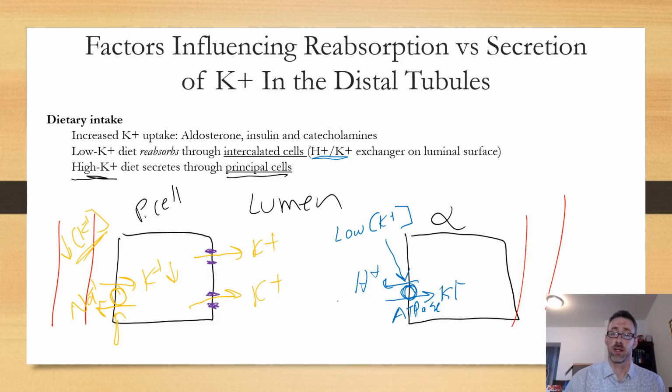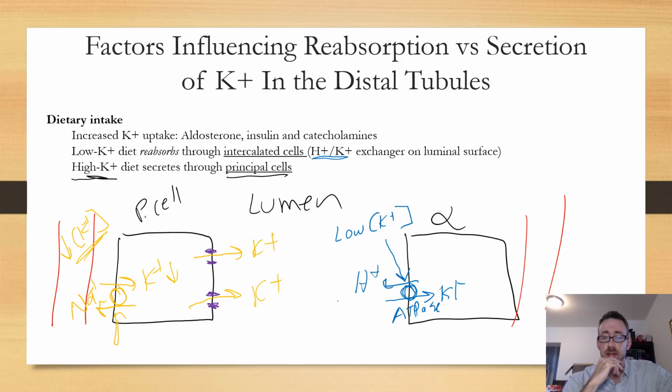In this case, you reabsorb more potassium, but you're also exchanging it for a proton. So this is where you're going to see this link between potassium and hydrogen ions. We saw it briefly when we talked about aldosterone, because aldosterone's effect was to reabsorb sodium and water, secrete potassium, as well as secrete a proton.